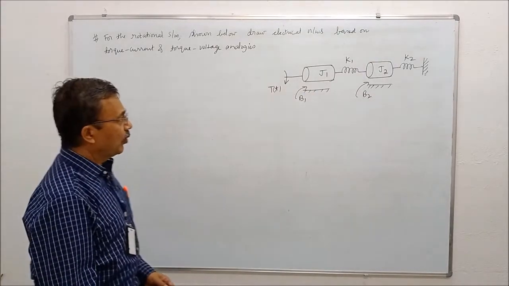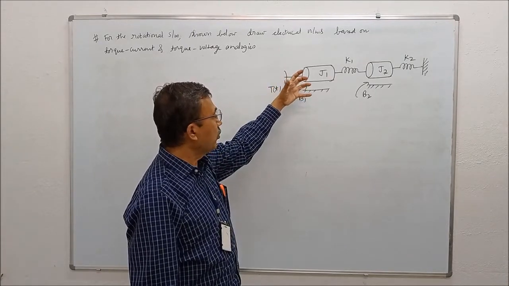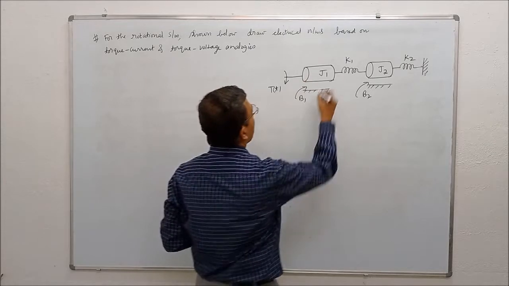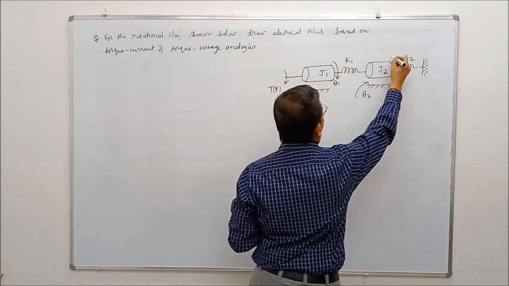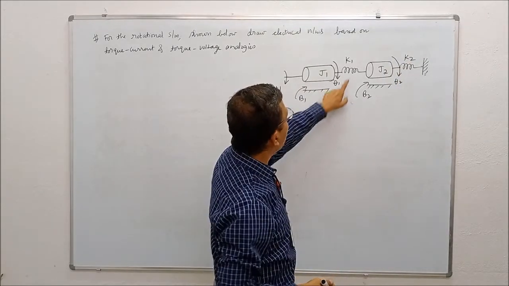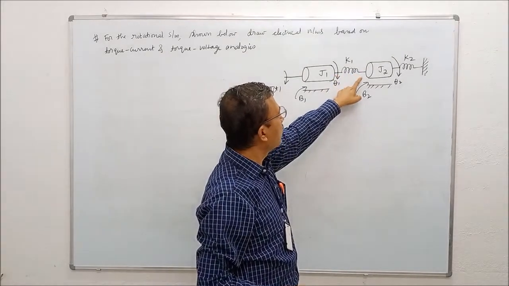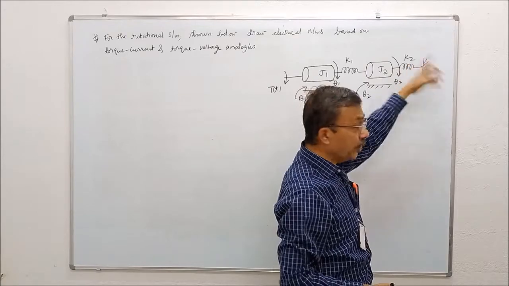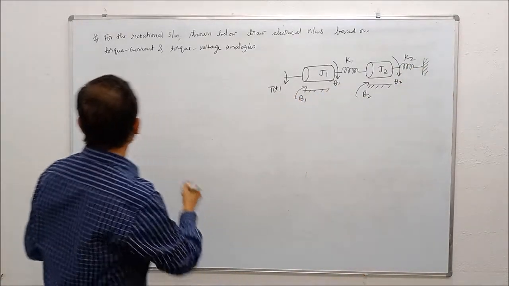Okay, this is the problem. Minimum number of displacements must be equal to number of moment of inertia. There are two moment of inertias. Therefore, angular displacement of J1 is θ1, angular displacement of J2 is θ2. On one side of K1 the displacement is θ1, on the other side it is θ2. For K2 on one side the displacement is θ2, on the other side where it is fixed the displacement is 0. The two displacements will do the job.